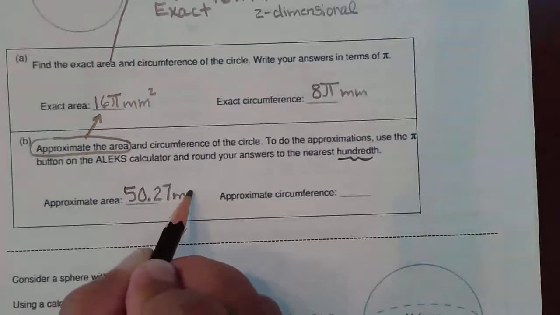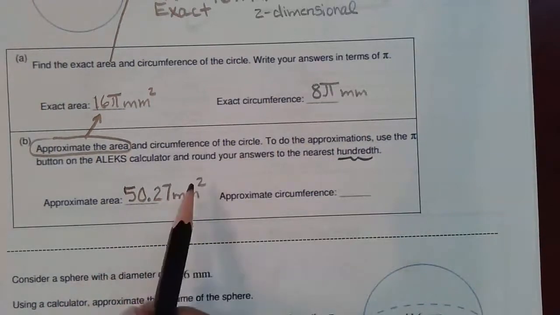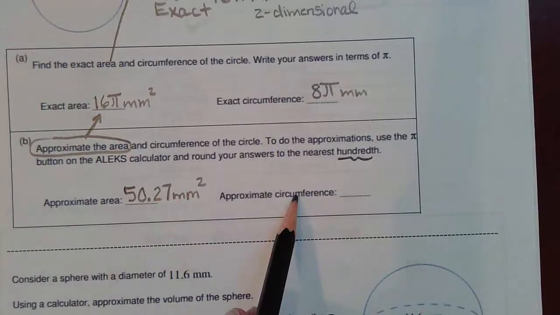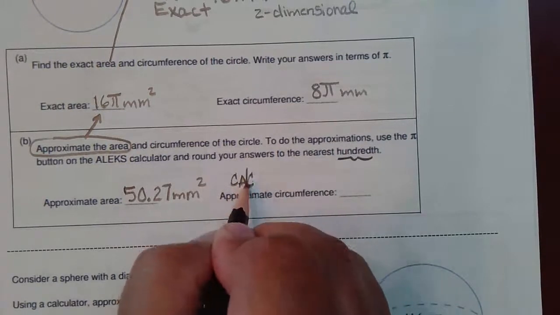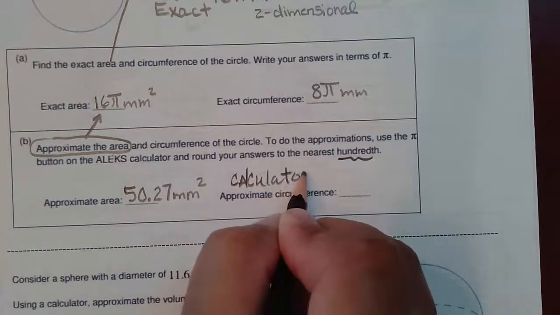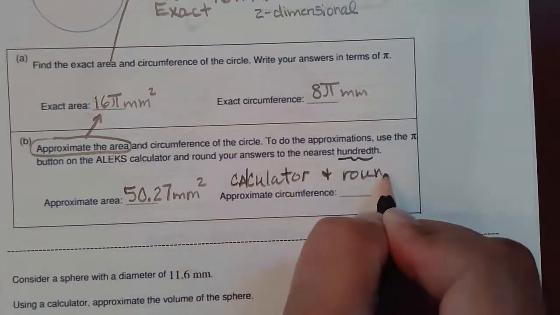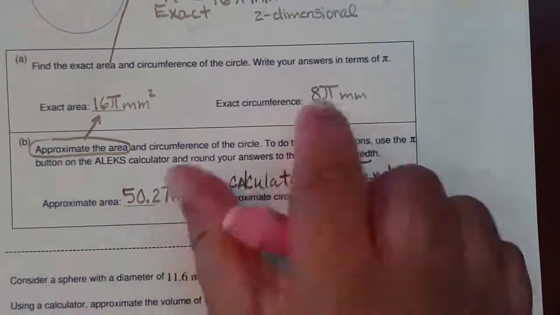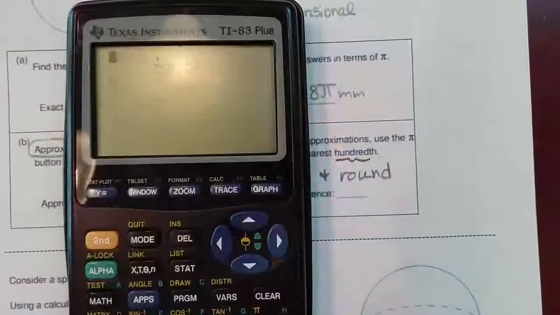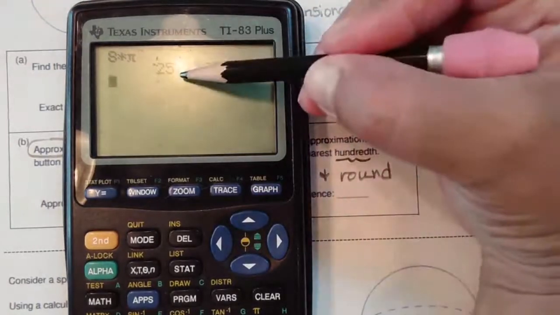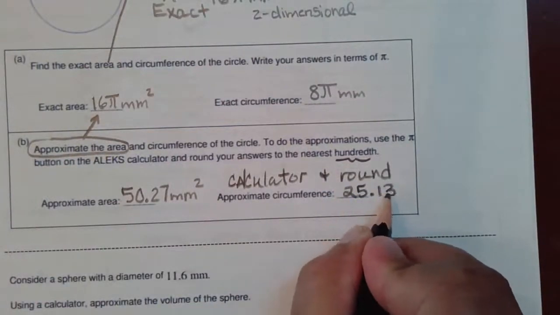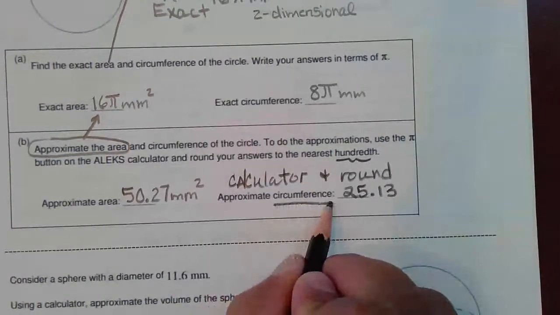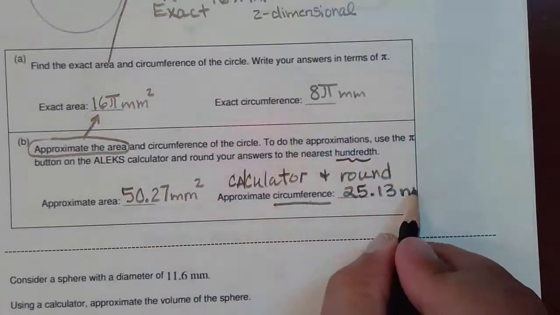And since it's area, it's units squared. Area being a two-dimensional concept. Approximate the circumference. Again, approximate just means put it in your calculator and then round it off. And you go right off of that exact answer. That's what you enter in your calculator, 8 times pi. So 8 times pi, and you get 25. They said round it to the hundredths place, 0.13. So 25.13. Use the units in the same manner as you reported the units for circumference up here, just millimeters, not with a square on it.